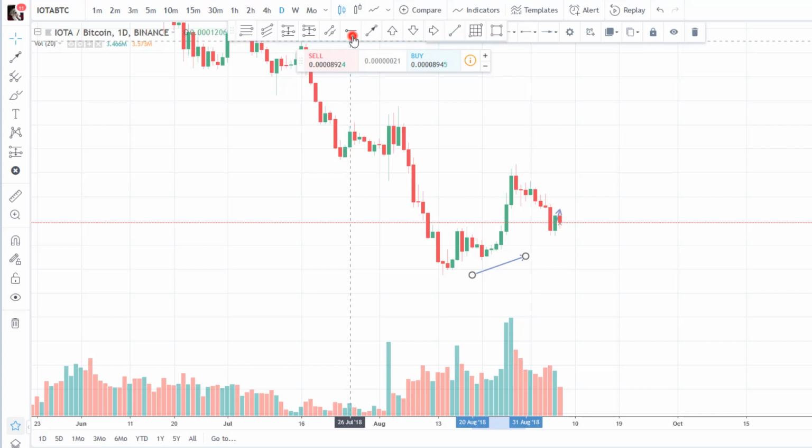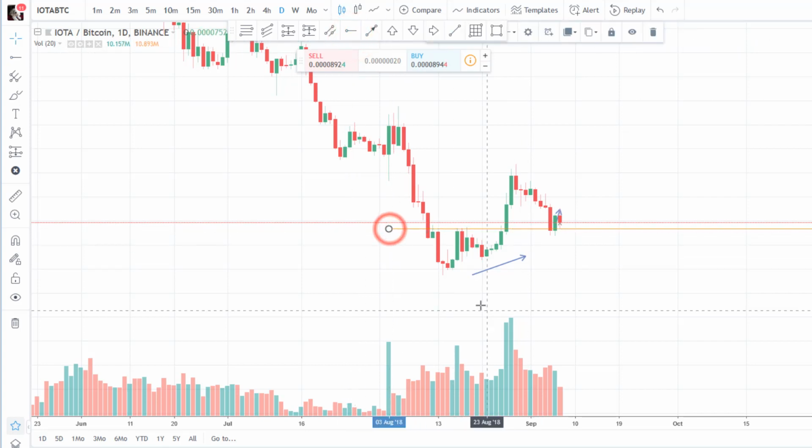So what do we see here? If we put a line here, this is a resistance point. There's that line: previous support becomes resistance, or previous resistance becomes support. That is true because the market participants believe it. You shouldn't believe it too much, but I'll get into that in another video.